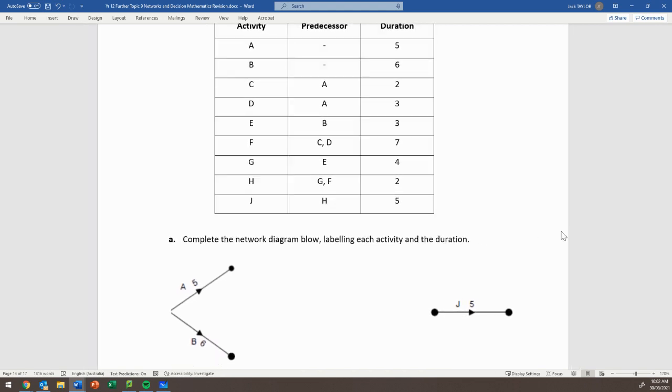A and B are already done. C and D both come off of A. And C and D are both going to be predecessors to F, so it's going to create a bit of an issue. So we're going to have to make a dummy activity. If you see up here that F comes off both C and D, but both of them come off A, that's going to create a multiple edge. So we're going to create a dummy activity up here.